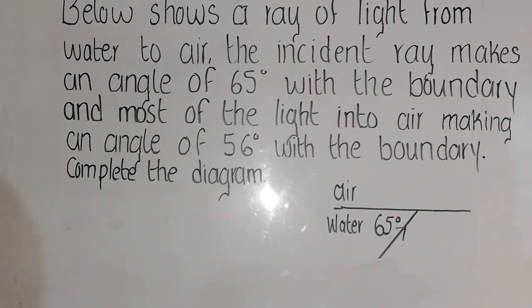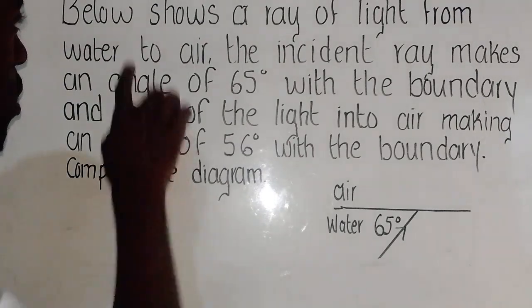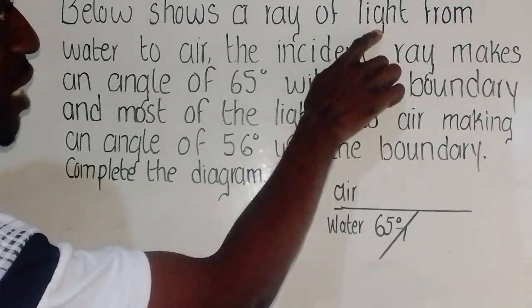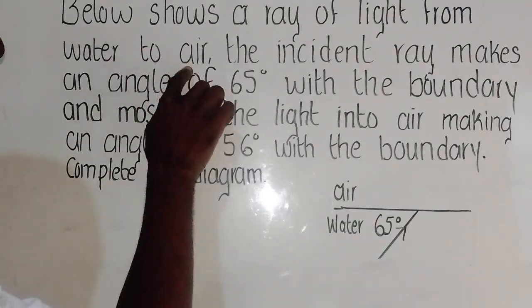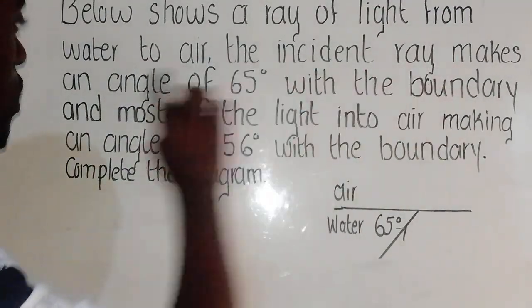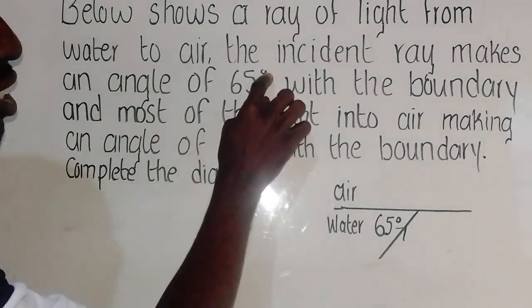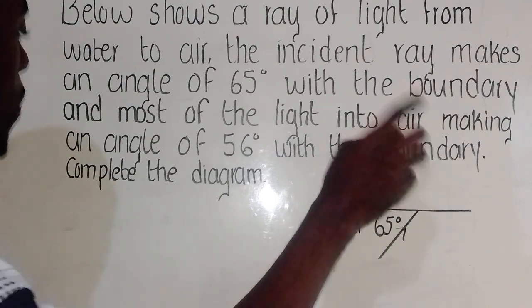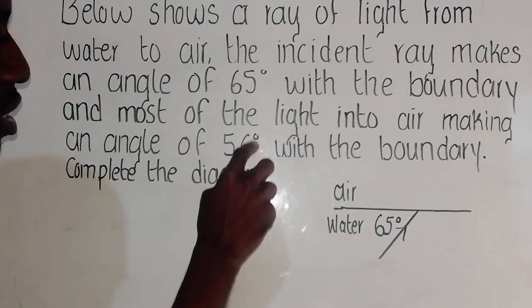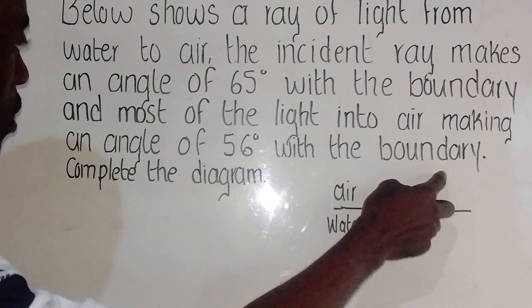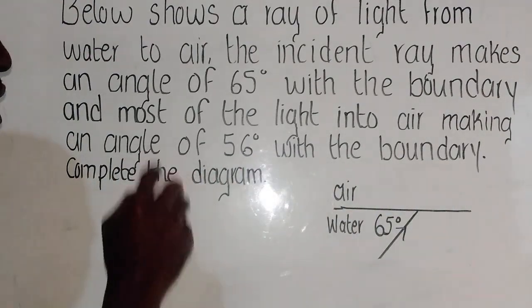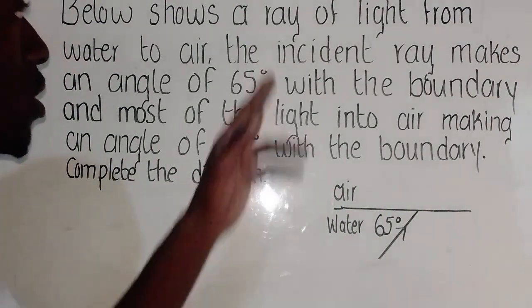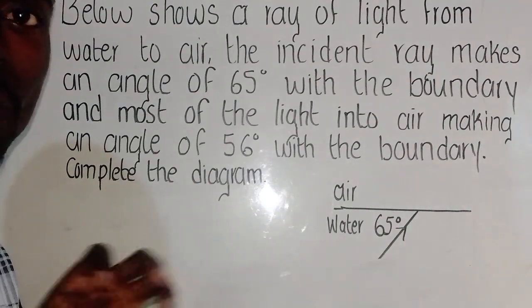Okay, so we have a physics question that says: below shows a ray of light from water to air. The incident ray makes an angle of 65 degrees with the boundary and most of the light goes into air, making an angle of 56 degrees with the boundary. Complete the diagram. Okay, so when they say ray, a ray is a path followed by light.